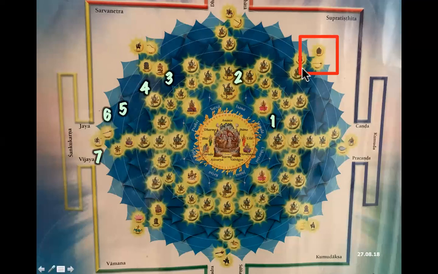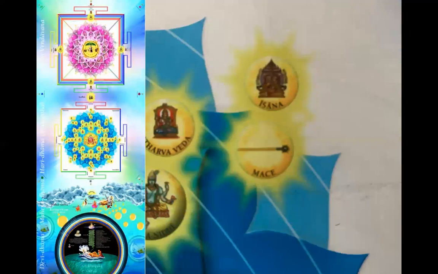And here we want to look at the northeast corner. If you remember, the northeast corner. So in the northeast corner, who is there? Let's have a look. Ishan. Now that is Vishnu Tattva. That is actually Lord Shiva. He's Vishnu Tattva. He's also known as Shambhu.